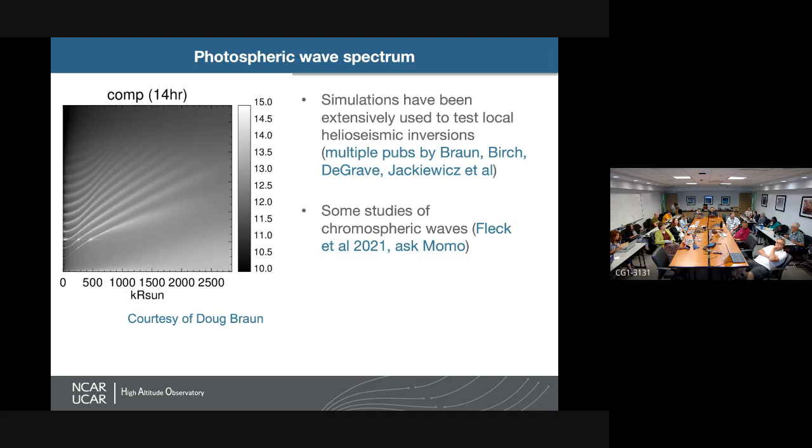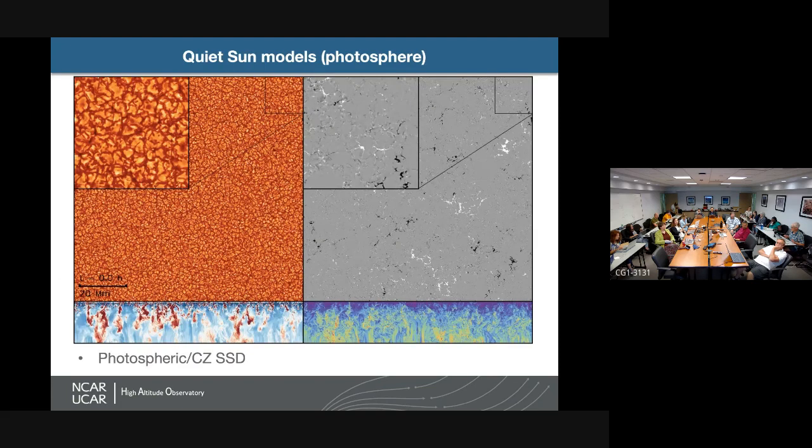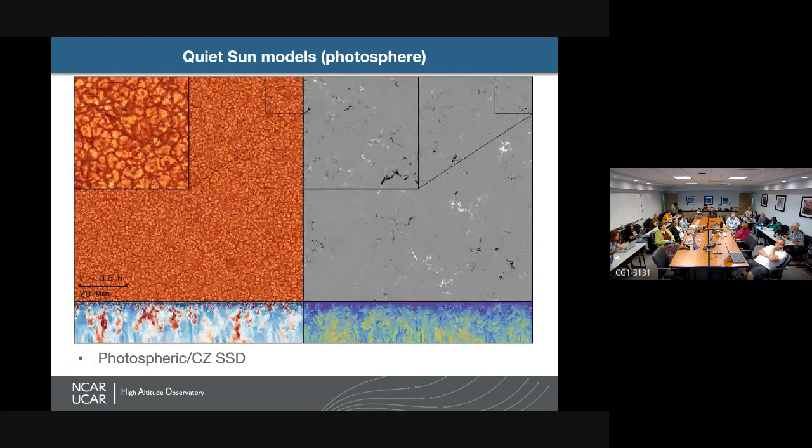There have been recently some studies also looking at chromospheric waves. You can also ask more here. And recently also looked at some aspects of that. But I want to now focus on the corona setups.